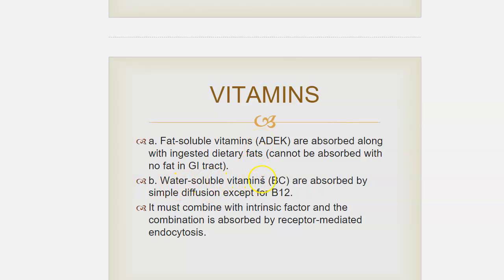Your water solubles are the B's and C's. If you can absorb them, you can pass them out, so you have to take your B's and C's every day. Most of these are absorbed by simple diffusion, except for B12. And B12 is very important. That's where the intrinsic factor comes in. But there's something that we drink that inhibits the intrinsic factor, which prevents the absorption of B12.